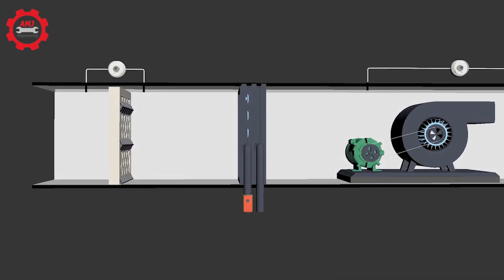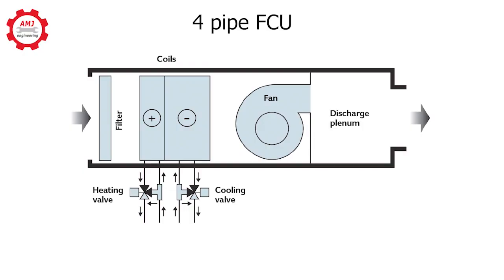Two-pipe fan coil units, as in our case here, have one supply and one return pipe. The supply pipe supplies either cold or hot water to the unit depending on the time of year. Four-pipe fan coil units have two supply pipes and two return pipes. This allows either hot or cold water to enter the unit at any given time.